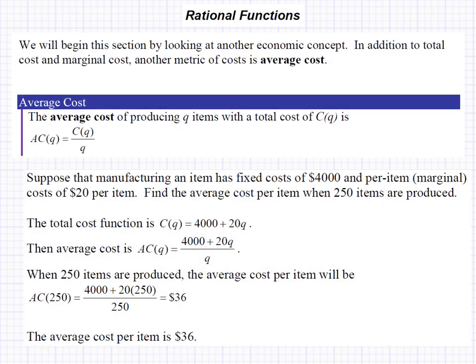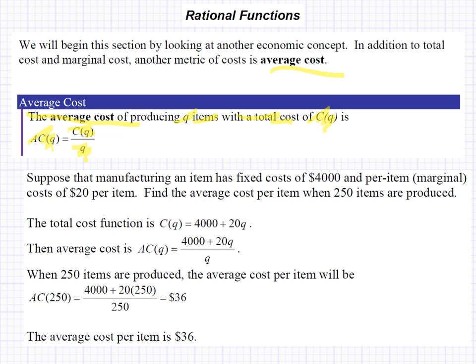Functions. So let's look at a particular economic concept. Total cost, marginal cost, we've talked about those, but let's talk about something called average cost. The average cost of producing Q items with a total cost of C of Q would be C of Q divided by Q. So you take the total cost of your items, divide by the total number of items, and you get average cost. That should make sense.